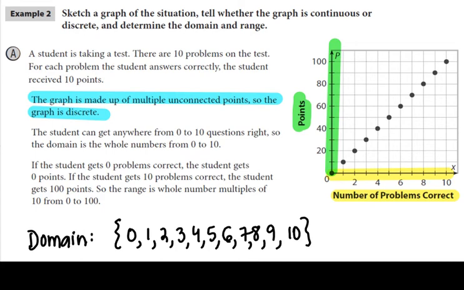The range is not continuous either. The range, you could get 0 points, 10 points, 20 points, 30 points, 40, 50, 60, 70.